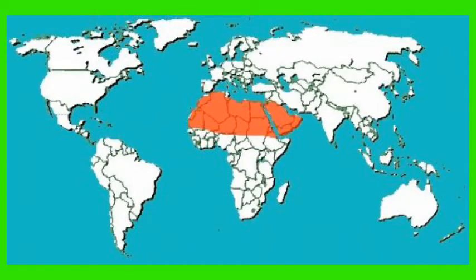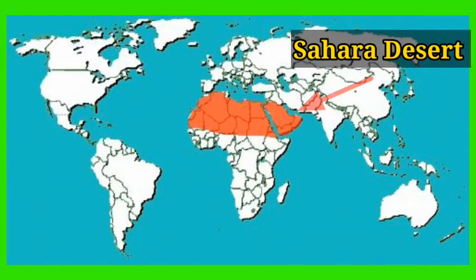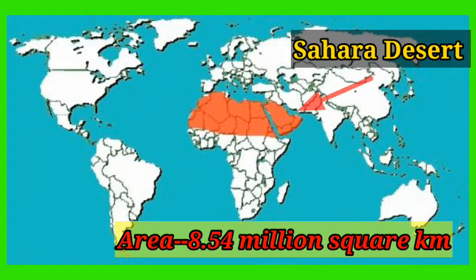So let's start the discussion about the hot desert, Sahara. Look at the map of the world and the continent of Africa. We can see the Sahara Desert covering a large part of North Africa. It is the world's largest desert. It has an area of around 8.4 million square kilometers. Do you recall that India has an area of 3.2 million square kilometers? The Sahara Desert touches 11 countries.